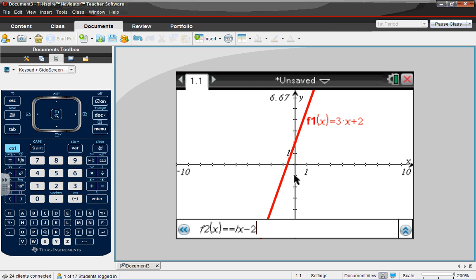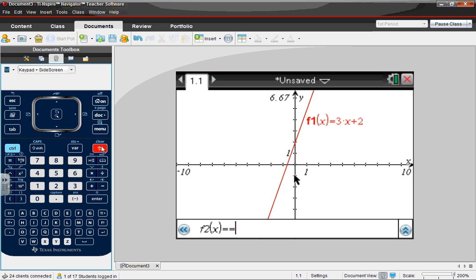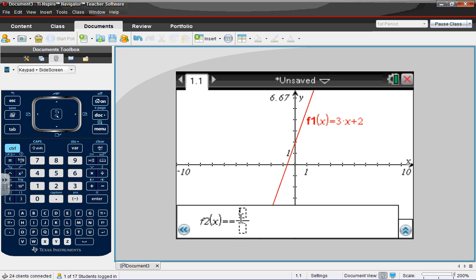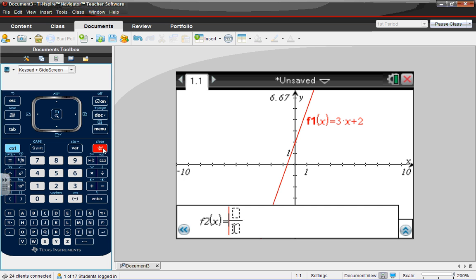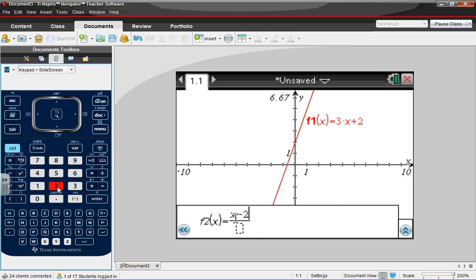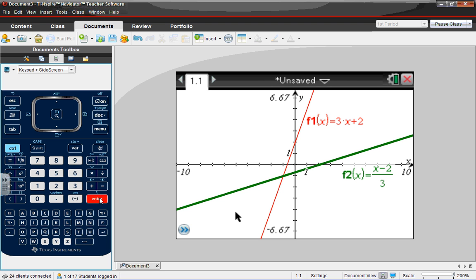My next function is going to be x minus 2 over 3. Okay, syntax error. Why do you have 2 equal signs? It doesn't want me to delete the first one. Okay, so I have x minus 2 over 3. Okay, those are my 2 functions.